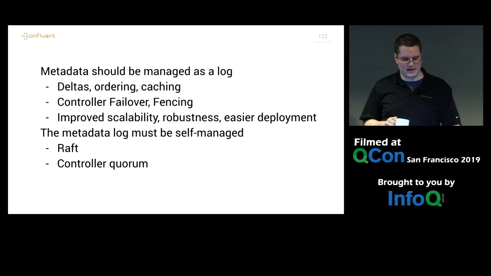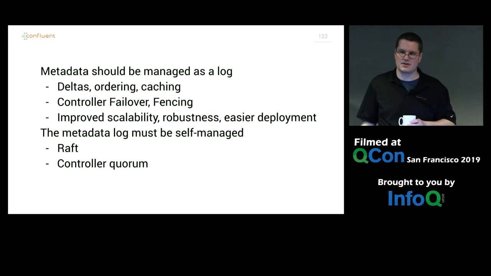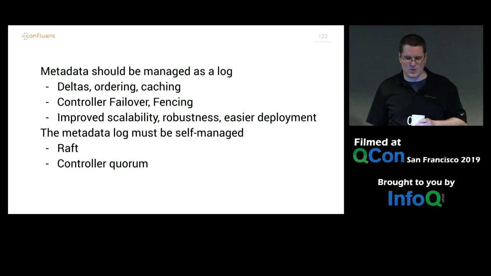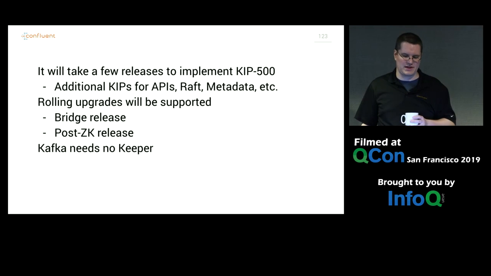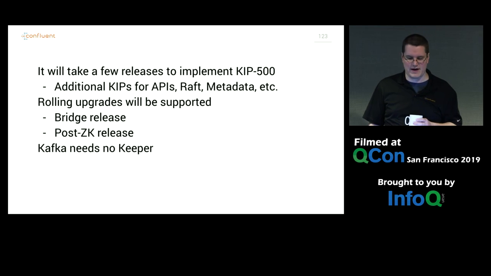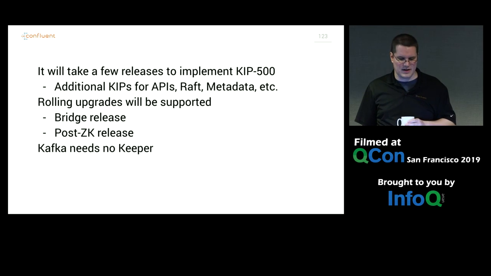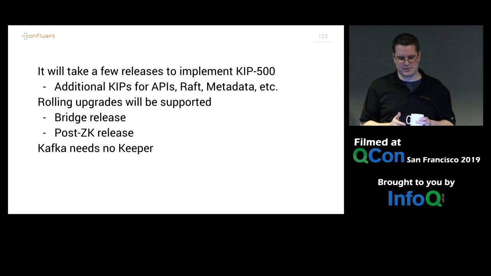And along the way, it's important that this metadata log be self-managed. And I sort of touched on why that is, and why that needs to be the case here. And finally, it'll take a few releases to fully implement KIP 500. So there's going to be additional Kafka improvement proposals for some of these APIs, for Raft, for how we're going to handle metadata. So KIP 500 is kind of like the overall roadmap, but there are going to be more detailed proposals to come.